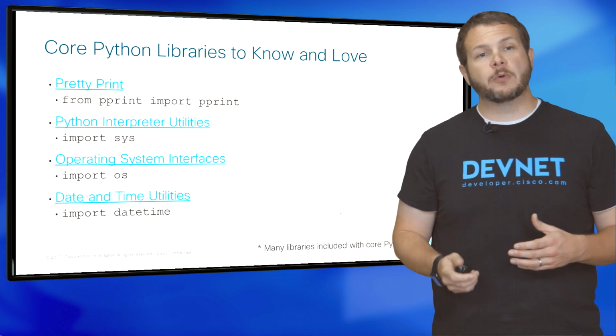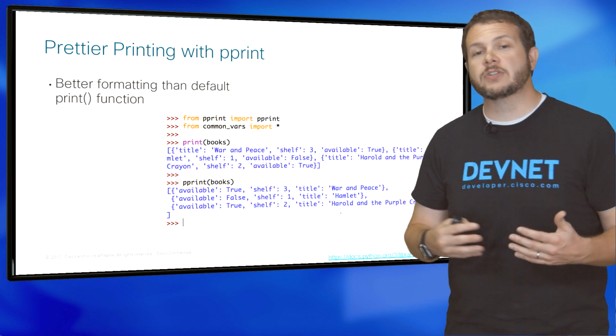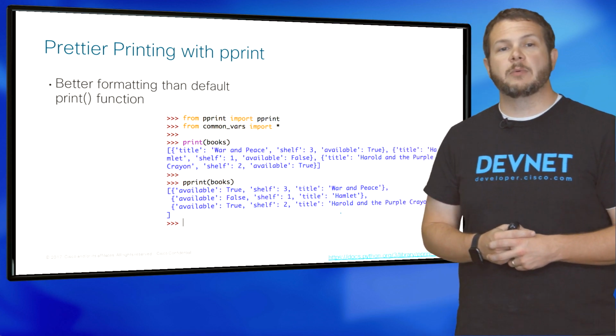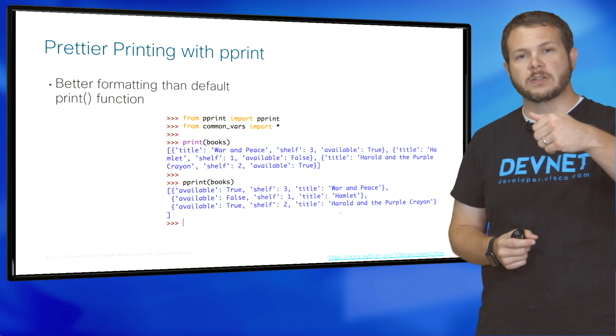Now, why you might want to use pprint is because the default print view is handy, but it just prints out the string that's there. Now, in this example, what we can see is we're printing out the list of books, and it just gives us the list of books in a single line.